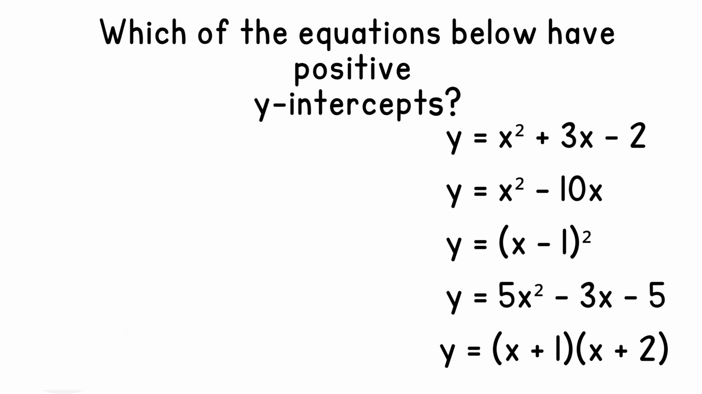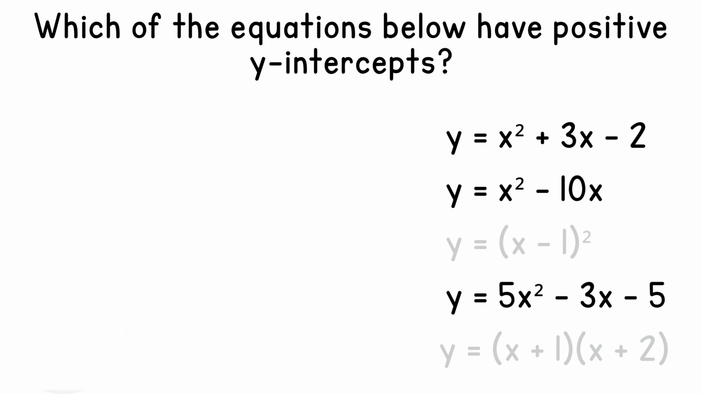Which of the equations below have positive y-intercepts? Let's start by looking at those that are in standard form, since these have y-intercepts a lot clearer. In our first example, we see that our y-intercept would happen at -2. So this one isn't positive, so we'll cross this one out. Now let's look at y=x² - 10x. We would really have a constant of +0 since nothing is there, but since 0 is neither positive or negative, this one won't be one of our solutions. Now let's look at our last equation in standard form. It has a y-intercept of -5, so since it's negative, we'll cross this one out as well.